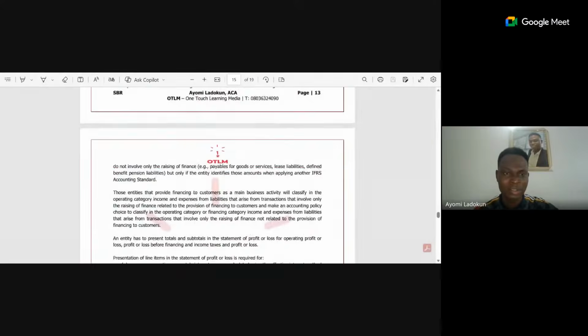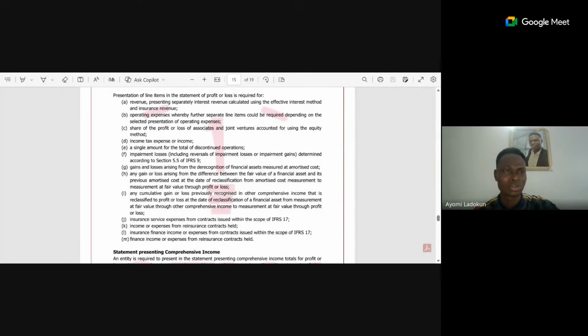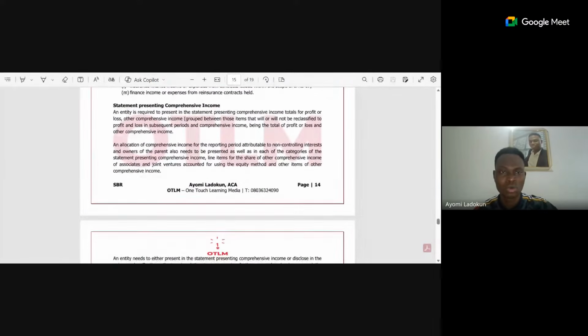Okay. So again, I'm just trying to highlight, but I know I'm speaking too much, right? All right. So here, you now further break it down into presentation of line items in the statement of profit or loss. So what do you require under revenue? Normally, revenue is presented with separate interest revenue calculated using the effective interest rate method, and insurance revenue. There are some revenues that are peculiar, like the insurance company. So that's why I'm saying that your operating expenses. So it just tries to further break it down into what you're supposed to do.